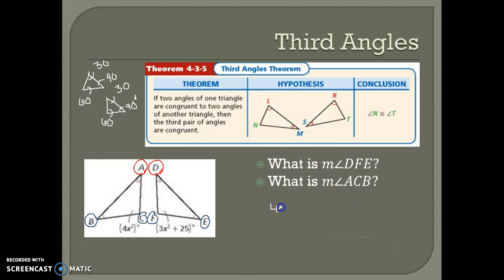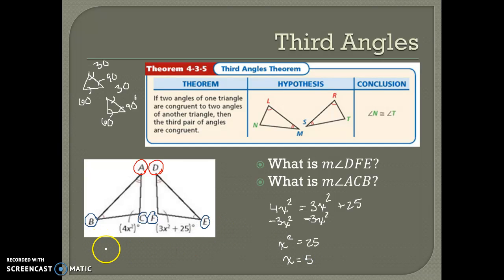We can say 4x squared equals 3x squared plus 25. So if we want all of our x's on the left-hand side, we're going to subtract 3x squared from both sides. 3x squared minus 3x squared. So we are left with x squared equals 25. And so what that produces is we would take the square root of both sides. So what times itself gives us 25? That would be x equals 5.